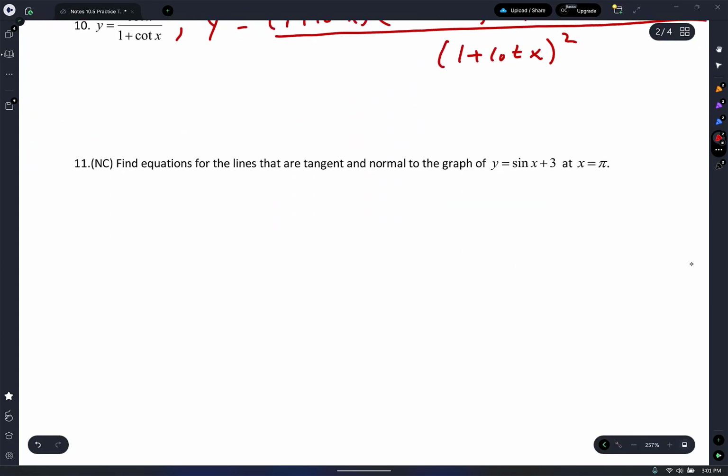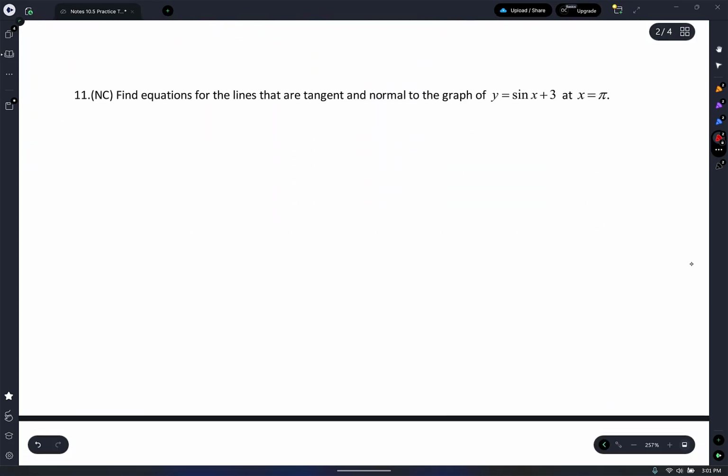All right, here we go. We got to start getting better without a calculator. So here we go. It says, find an equation for the lines that are tangent and normal to the graph of y equals sin x plus 3 at x equals pi. I need 2 things for a tangent line. What do I need? Let's get our point first.